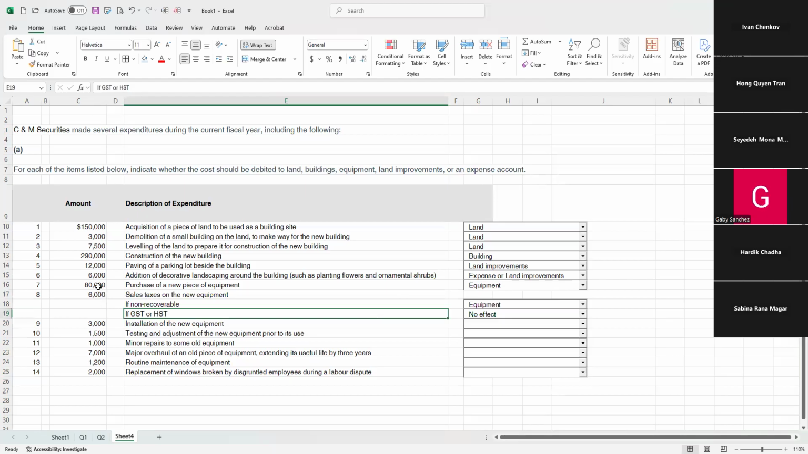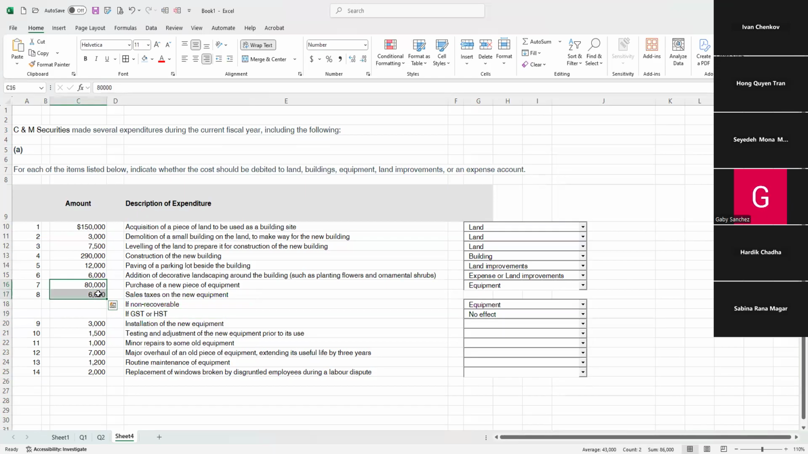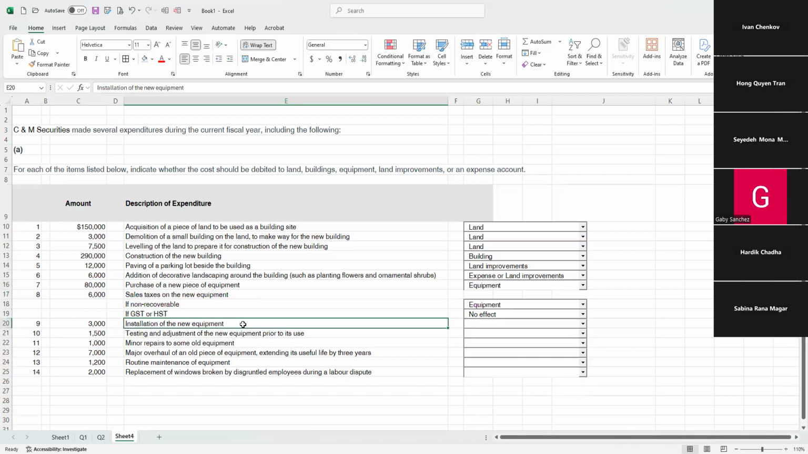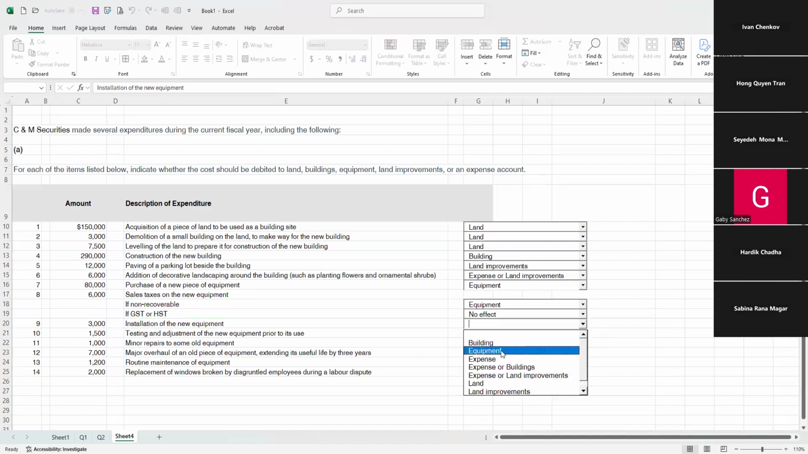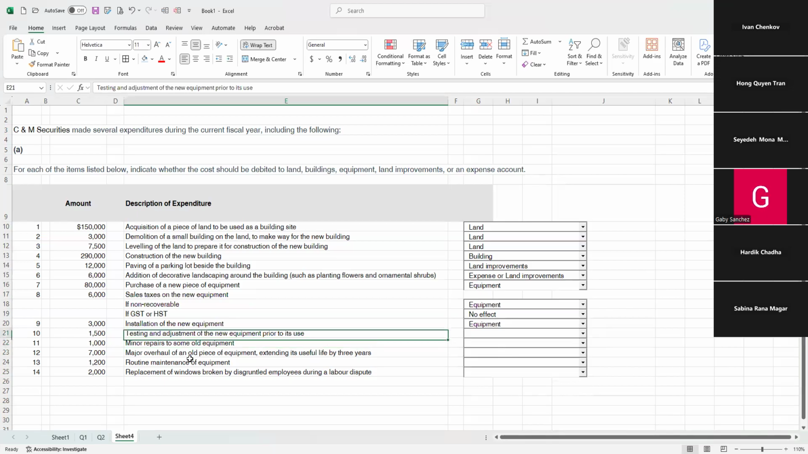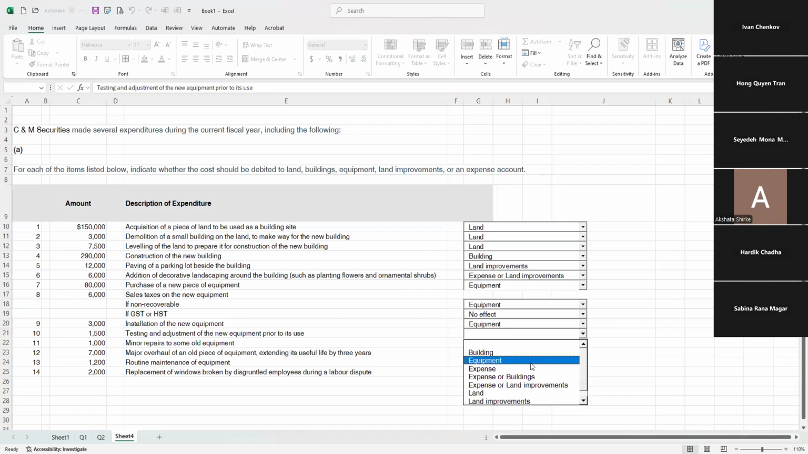And then what will be the value of the equipment? $86,000. How about the installation of the new equipment? Can I use the equipment if I don't install it? No. So is it part of the equipment? Yes. How about the testing and adjustment of the new equipment? Do I have to test it before I use it? Can I use the equipment if I don't test it? No. So it's a part of the equipment, right?